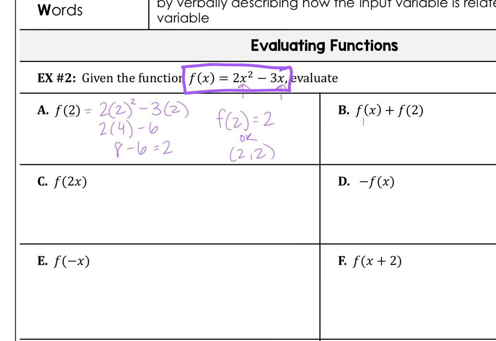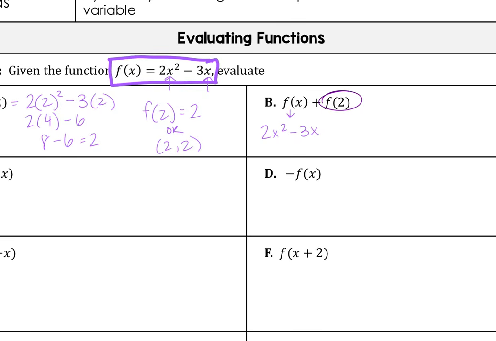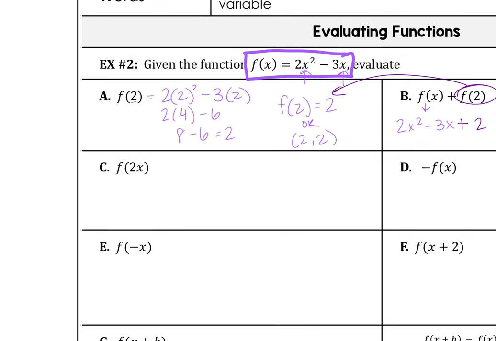Okay, f of x is the function, nothing changing. So 2x squared minus 3x. F of 2 we just solved for, right? Right there. So we know f of 2 is 2. So we can just replace that with 2. F of 2x. So 2 times 2x squared minus 3 times 2x. Simplify it as much as you can. So that's going to give us 2 times 4x squared. I did actually square the inside. Minus 6x, so 8x squared minus 6x.